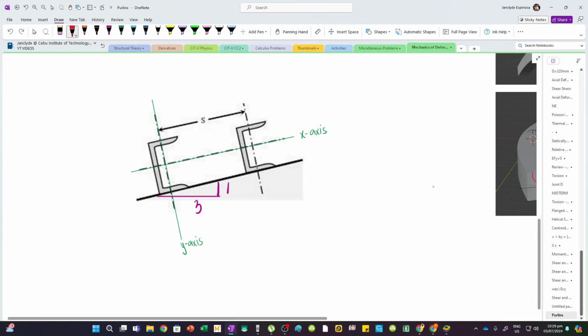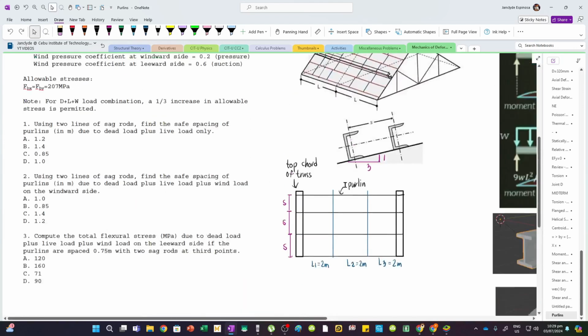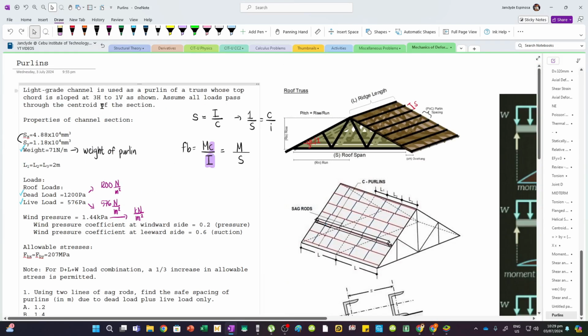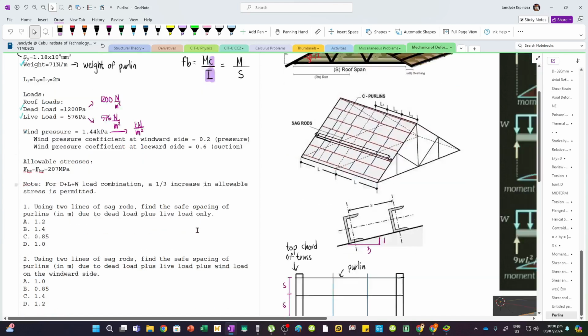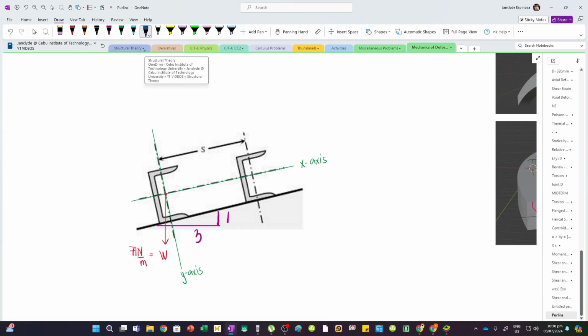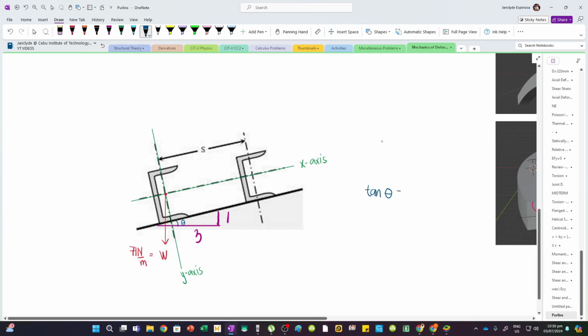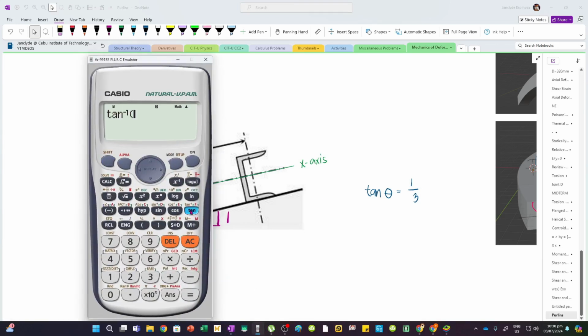So what we can do here is, it is mentioned that all loads pass through the centroid of the section. Now, the centroid of the section is somewhere here. So let's just say that we have this point and then we have the weight of the purlin. So this is gonna be W, which was 71 Newton per meter. Yan. By the way, let's label this as theta. So theta, tan theta equals opposite divided by adjacent.